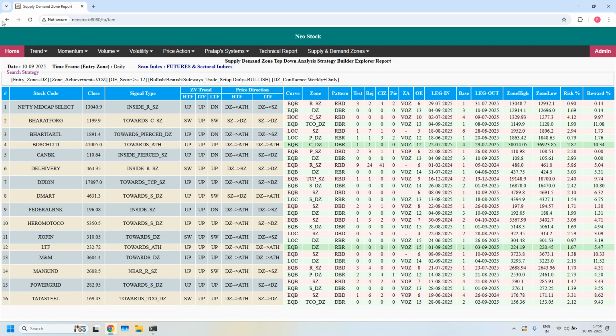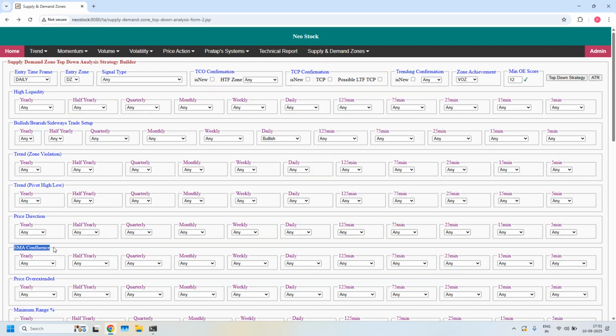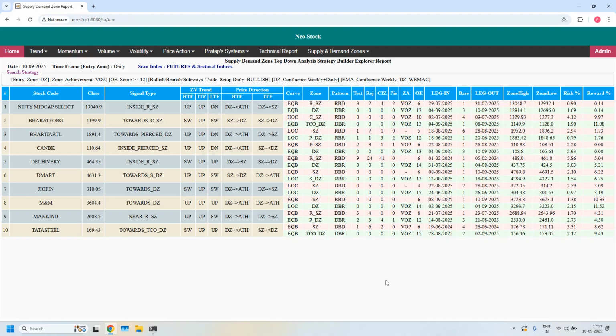We can further filter based on weekly demand zone having weekly EMA confluence, because weekly trend is uptrend. So 10 stocks are filtered. So these 10 daily demand zones might have more high probability to succeed, provided lesson 20 checklist items are satisfied. Otherwise, there are higher chances of zone violation.